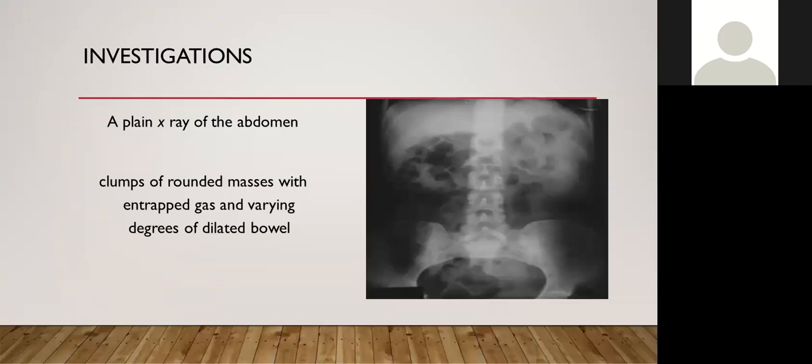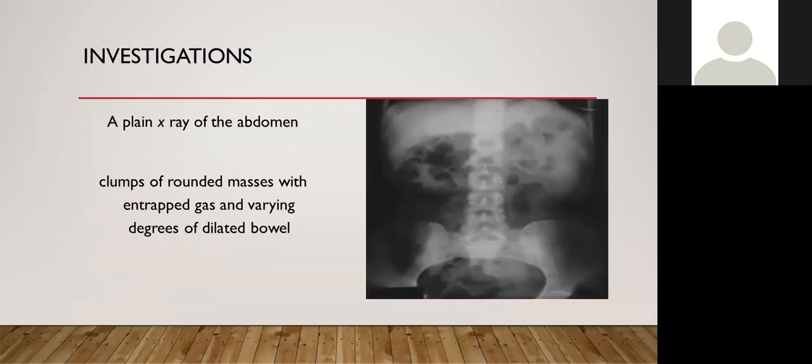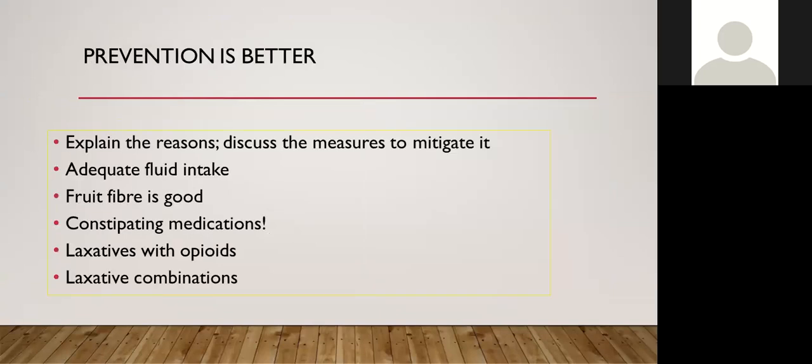You can actually see the constipated bowel as clumps or rounded masses with entrapped gas and varying degrees of dilated bowel. If it's a bowel obstruction, you can definitely see an air fluid level in that. But here, this doesn't have that. Next slide. Prevention is better.